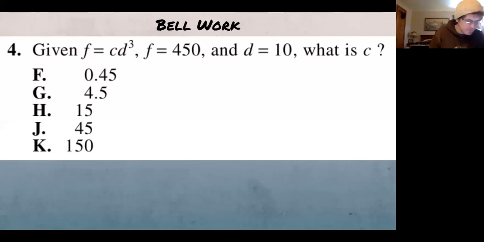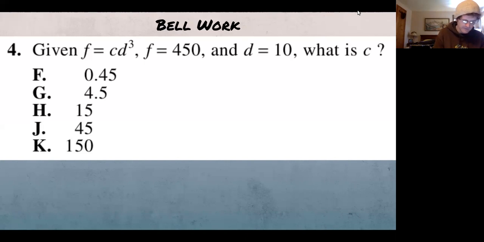So with this question, and remember all your bell work questions are practice ACT questions. So it's not super important that you get all these 100% right, but the important thing is that you're trying them and that when we go through the answer, it's hopefully helpful for you to catch where you made your mistakes.